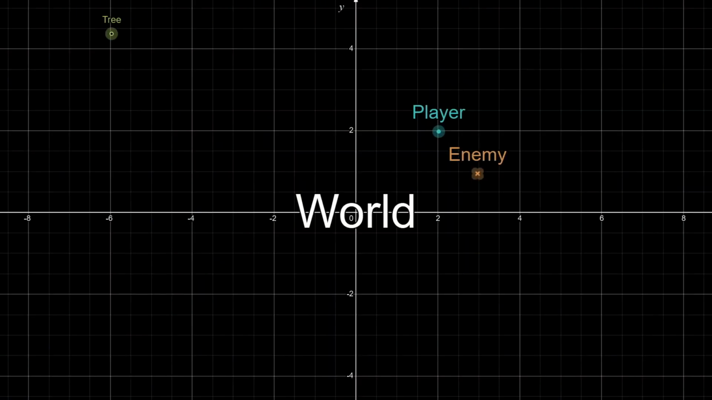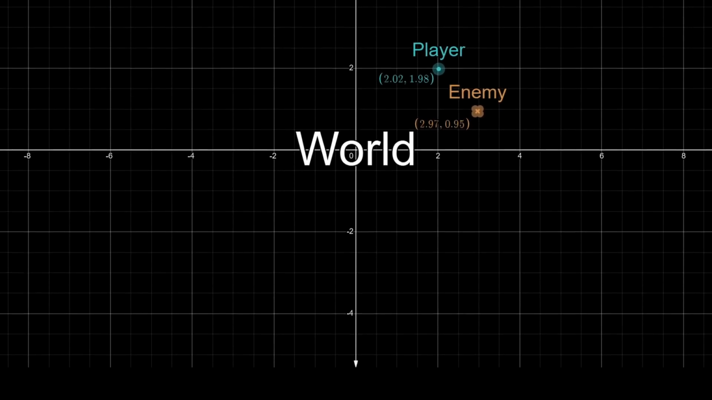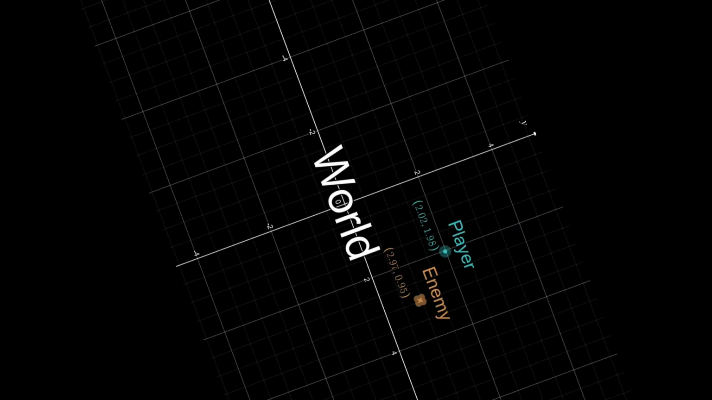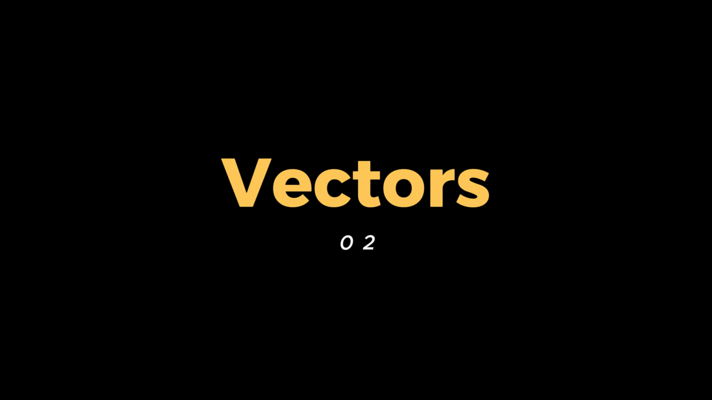So, our player and enemies are now part of some world, and we know how to locate them. But if they are just standing still, that would make no game. We want them to move, jump, and push each other, and do a lot of actions that involve movement and directions. And that's where vectors are needed.